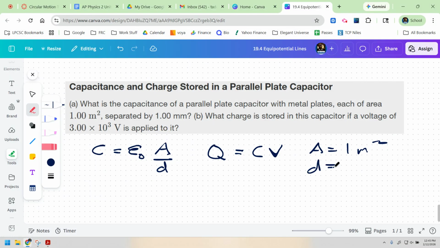They give us the distance. That should probably be in meters too. So it's 1 millimeter, so it's 0.001 meter. Permittivity we know, oh, and the voltage. So the voltage is equal to 3.00 times 10 to the third volts.